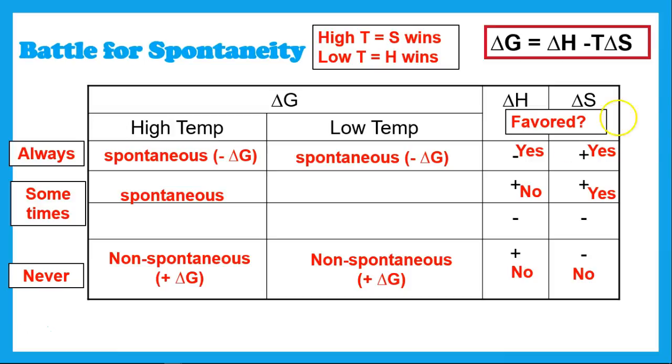Okay. In this case, in low temperatures, H wins. So H is saying no. So if the temperature is low, it is non-spontaneous. So let's try the next one. What about when it is exothermic and it's saying yes, but the entropy decreasing is saying no? Well, at high temperatures, S wins. So S is saying no at high temperatures. This is going to be non-spontaneous when the temperature is high.